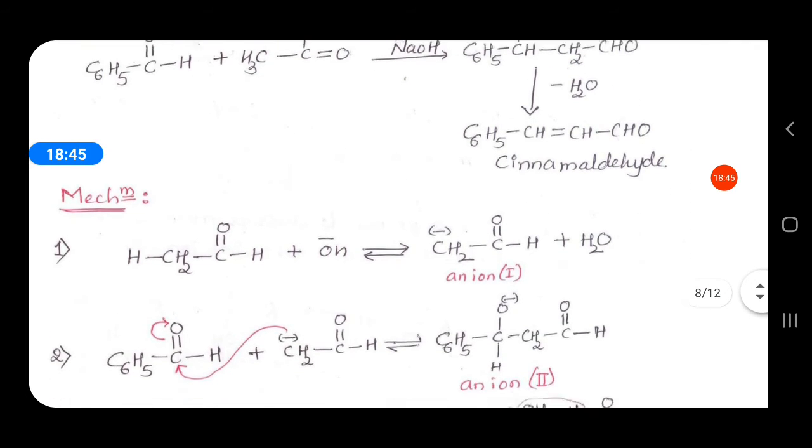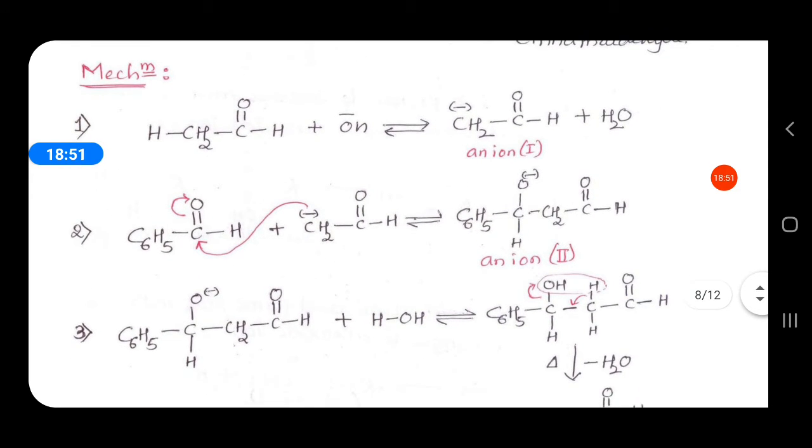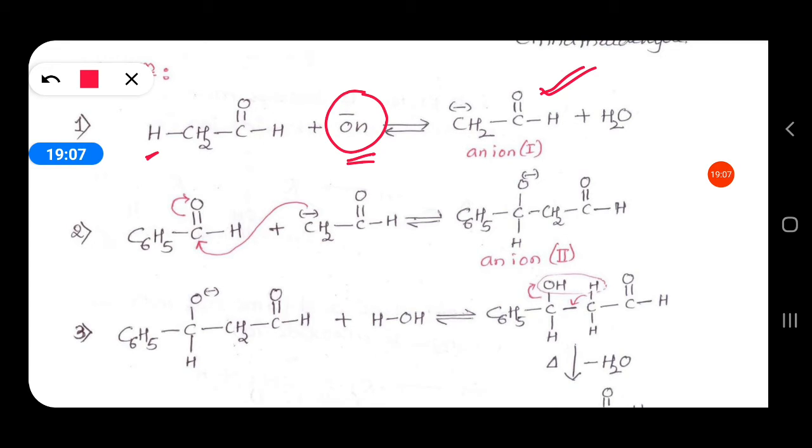Let us see the mechanism of this reaction. Initially, the acetaldehyde reacts with the base. This base takes a proton from the acetaldehyde and anion is formed. So carbanion 1 is formed in first step. Like that in the aldol condensation, this anion 1 is going to attack the benzaldehyde, carbonyl carbon of benzaldehyde. This anion 1 acts as a nucleophile.